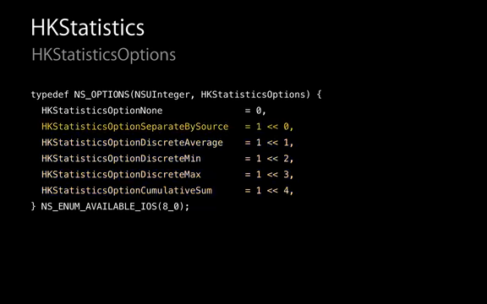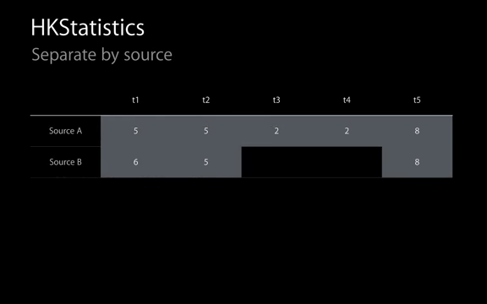A little bit less straightforward is separate by source. This lets you ask an HKStatistics object for the statistics that came from a particular source. But why is this important? Let's say that we have two sources, source A and source B. Both of these sources are writing step data to HealthKit at the same time. Now let's say that I want to sum up my steps.